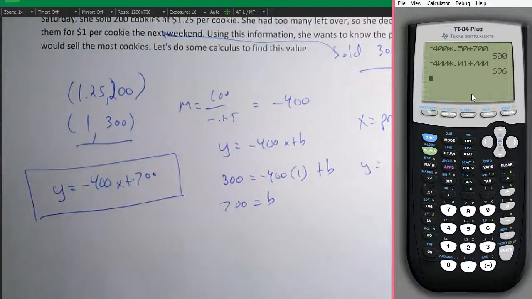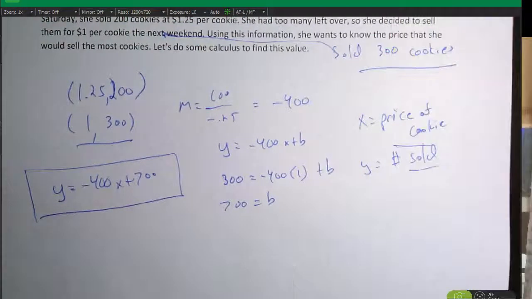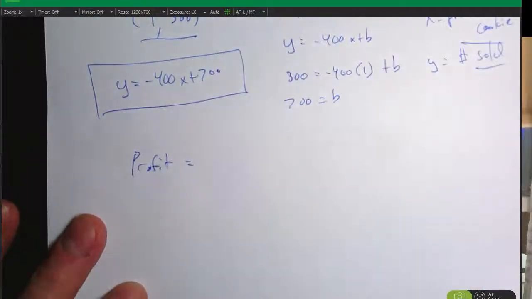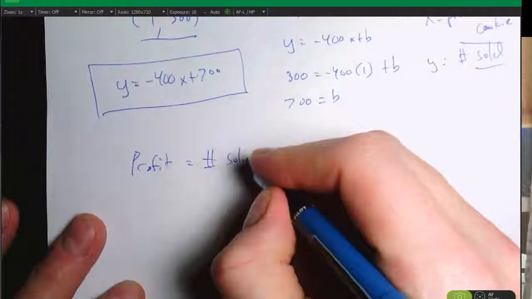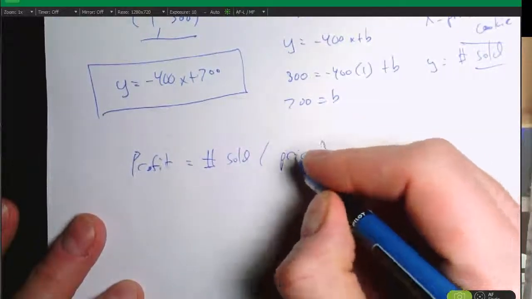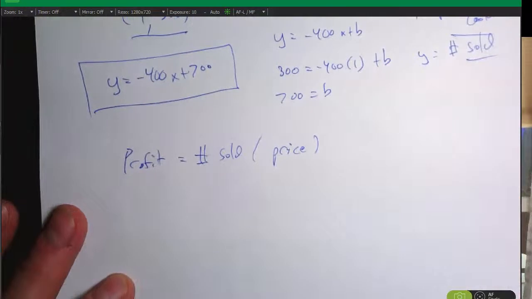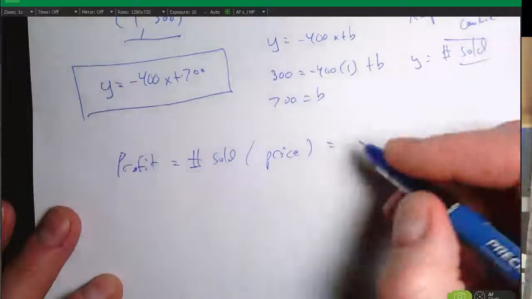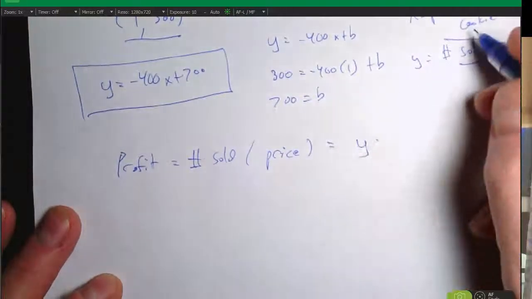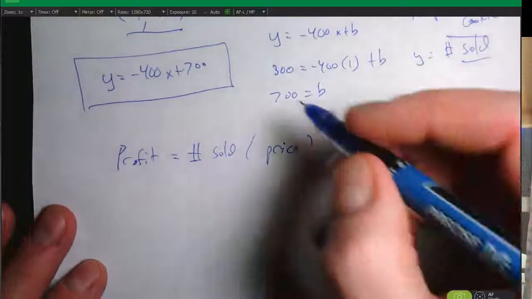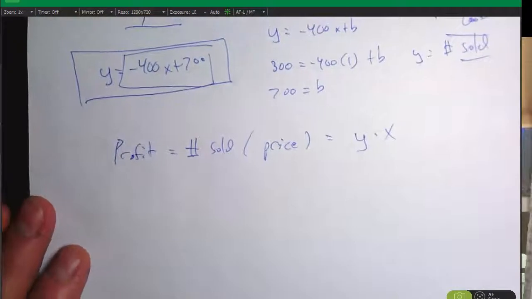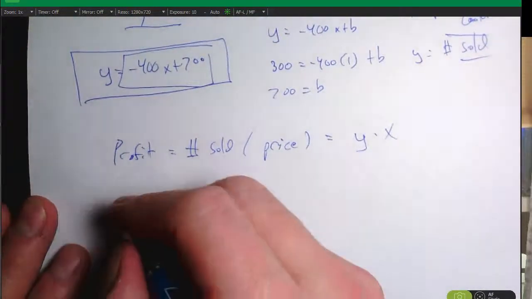So what we can actually set up is a bit of a profit equation for this. What the profit equation would be is profit equals number sold times price. For us, that means really X times Y. Number sold, which is Y, times the price of the cookie, which is X. Well, what is our number sold? Negative 400X plus 700.